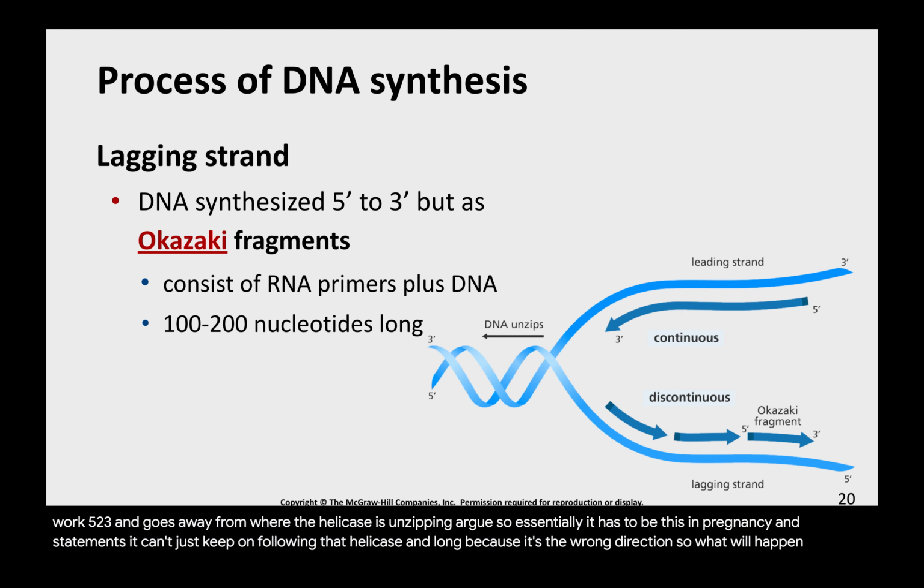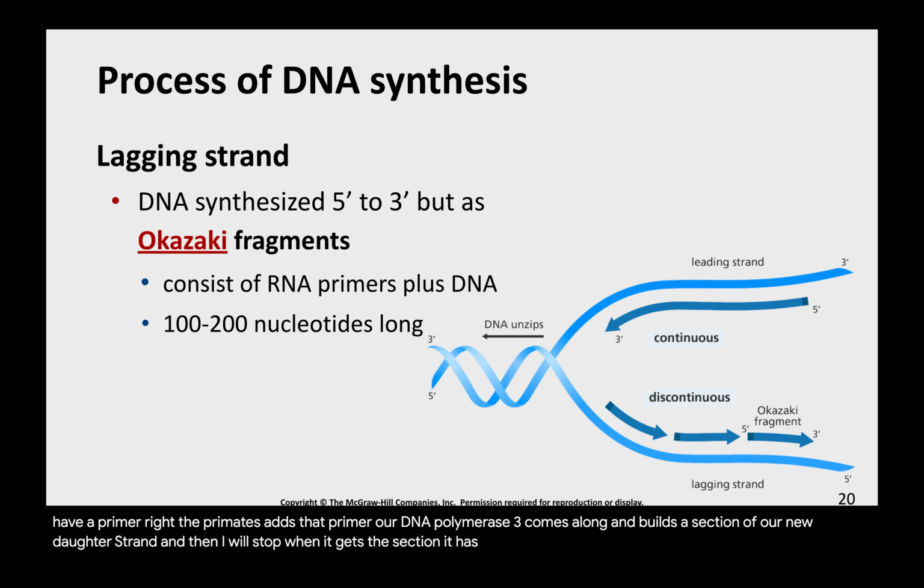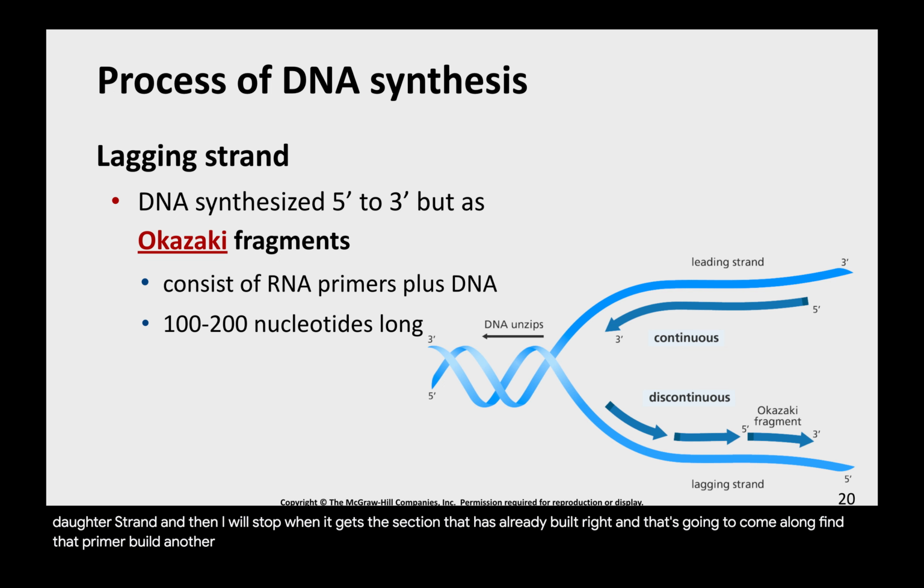So what will happen is we'll have a primer. The primase adds that primer. Our DNA polymerase III comes along and builds a section of our new daughter strand, and then it will stop when it hits the section it has already built. And then it's going to come along, find that primer, build another section until it hits that section that it has already done. And as this unzips, it's going to continue to make these little fragments. We call these Okazaki fragments after the researcher that discovered this.